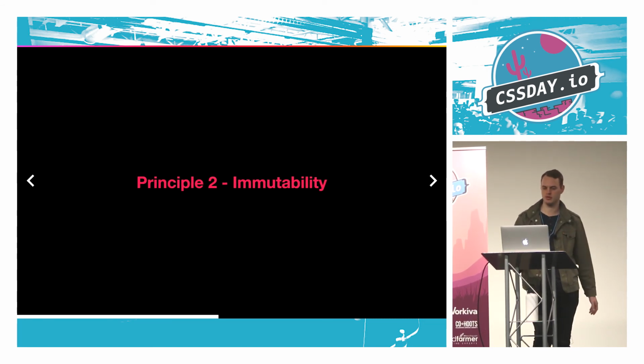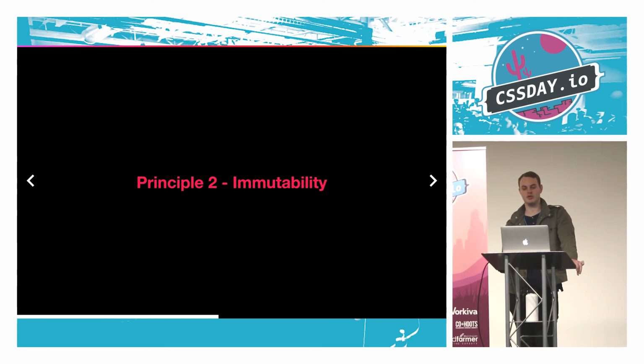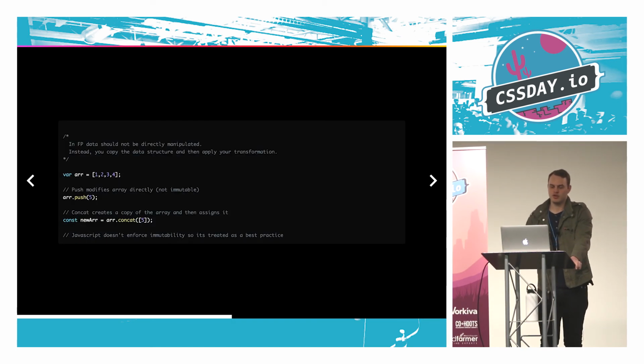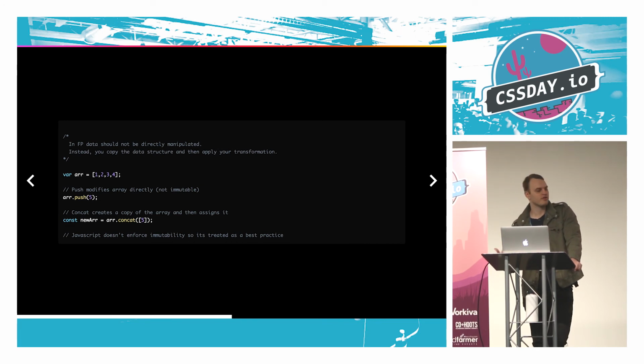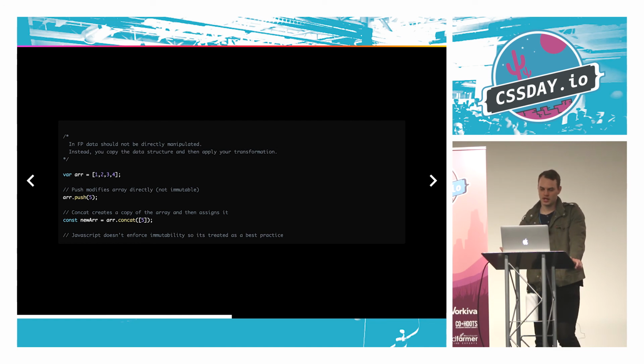So principle number 2 is immutability. In functional programming, data is viewed as immutable, meaning it should not be directly modified or overridden. An example of this is an array. There are 2 different ways to manipulate an array. There's array.push, which pushes onto an existing array, and we would consider this not the way to do this in JavaScript, because it directly manipulates the original array. In contrast, we would use a concat. A concat creates a copy of the array, and then it reassigns it to a new variable. So we're not actually manipulating our data.